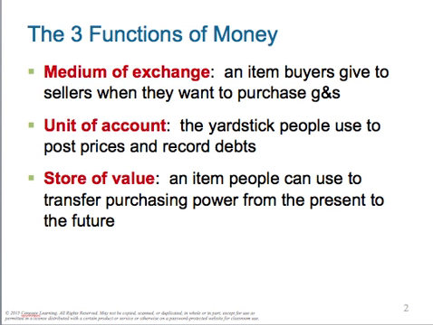So in addition to being a medium of exchange and a unit of account, another function of money is a store of value. An item people can use to transfer purchasing power from the present to the future. Okay, store of value, an item people can use to transfer purchasing power from the present to the future. You can save money in a bank account as a store of value for future consumption. Now, in review, money is a medium of exchange. That just means that you use money to buy stuff.